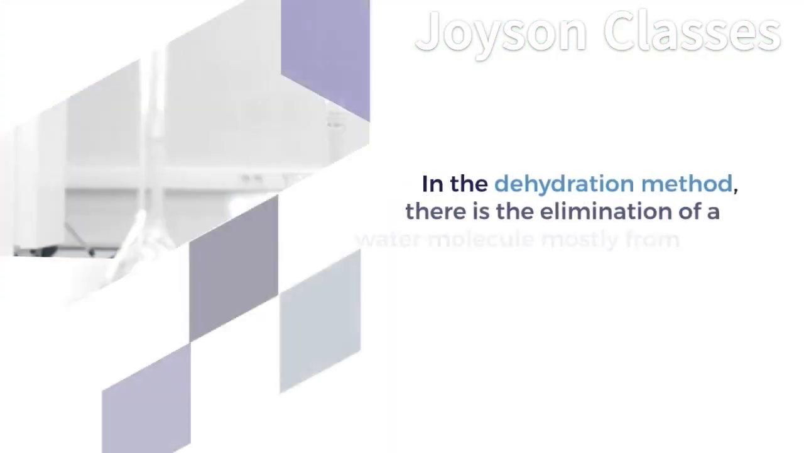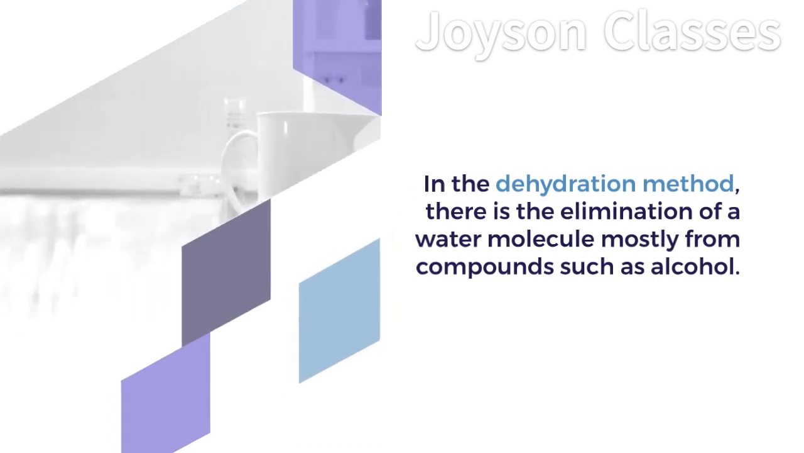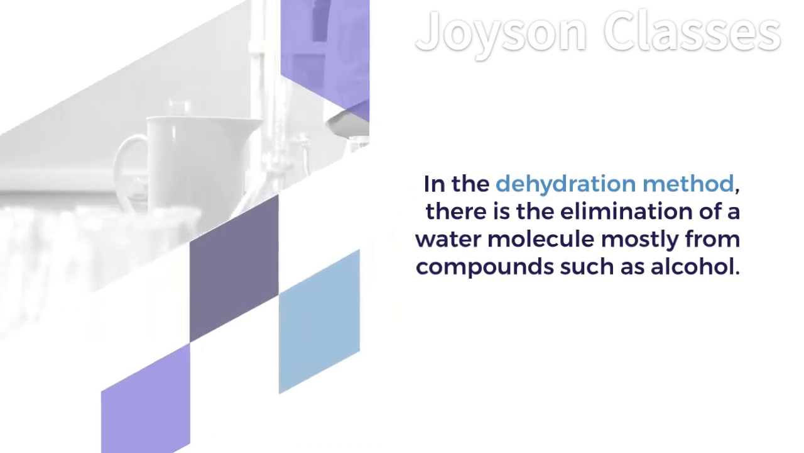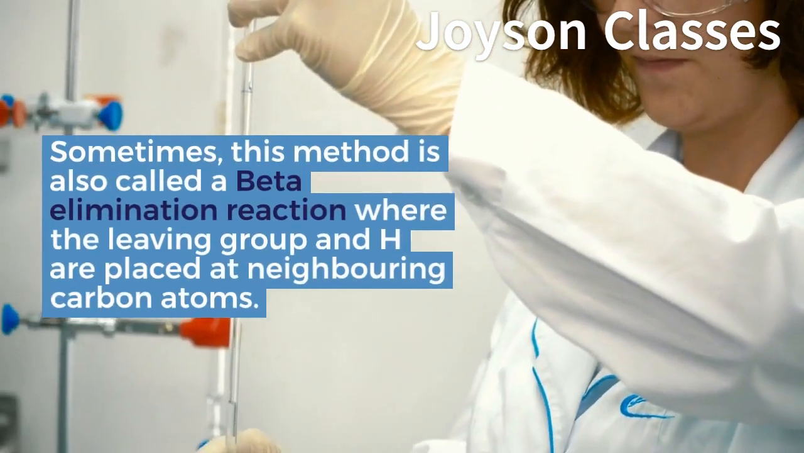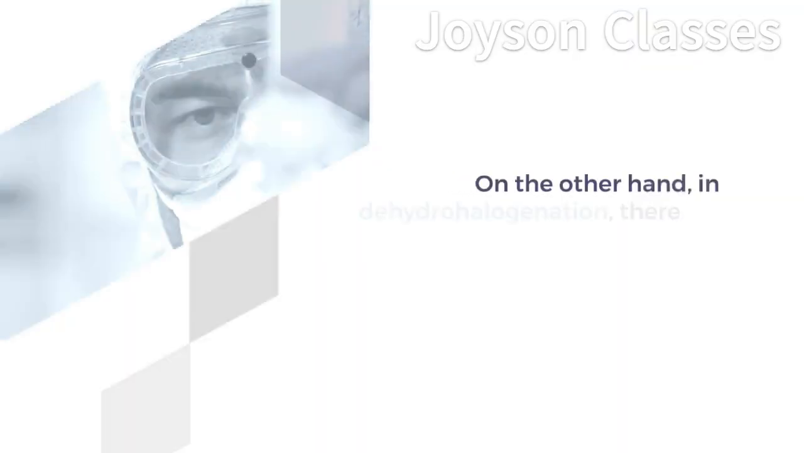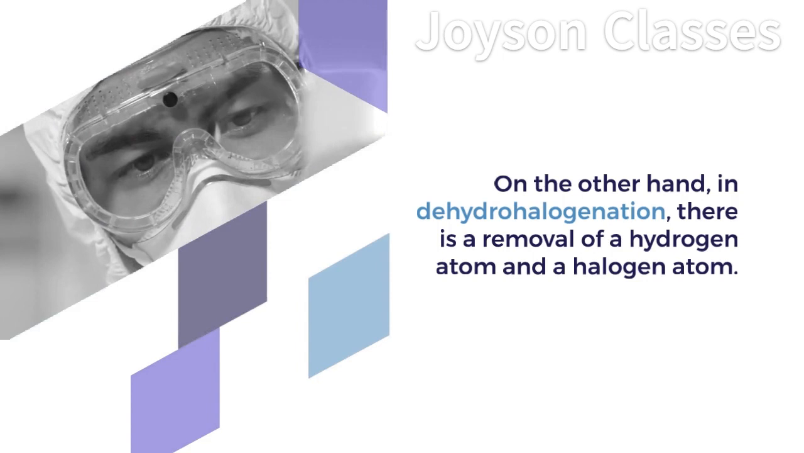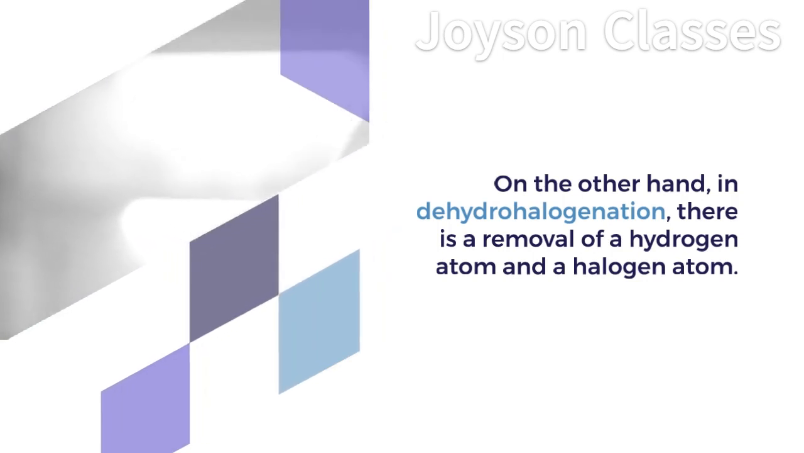2. Dehydration. In the dehydration method, there is the elimination of a water molecule mostly from compounds such as alcohol. Sometimes, this method is also called a beta elimination reaction where the leaving group and H are placed at neighboring carbon atoms. On the other hand, in dehydrohalogenation, there is a removal of a hydrogen atom and a halogen atom.